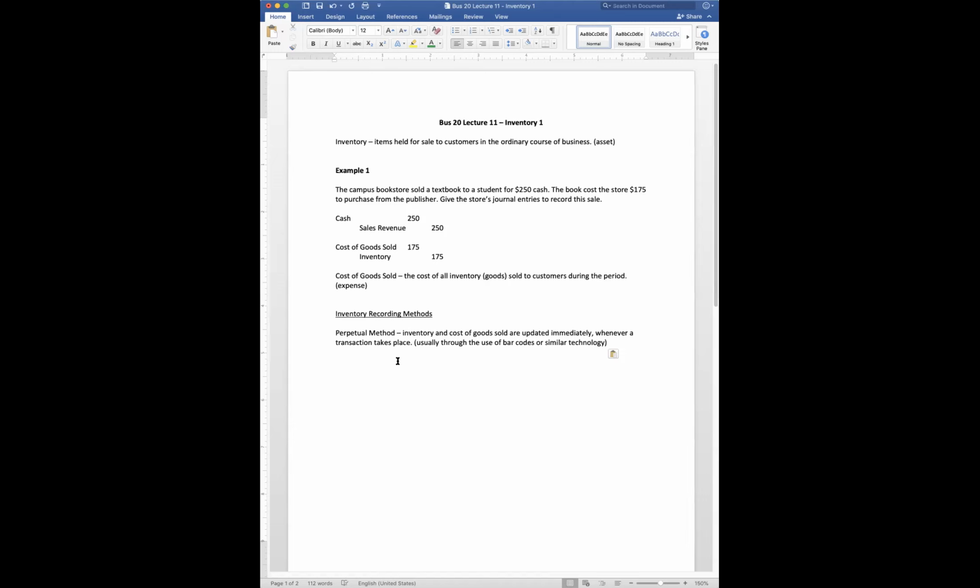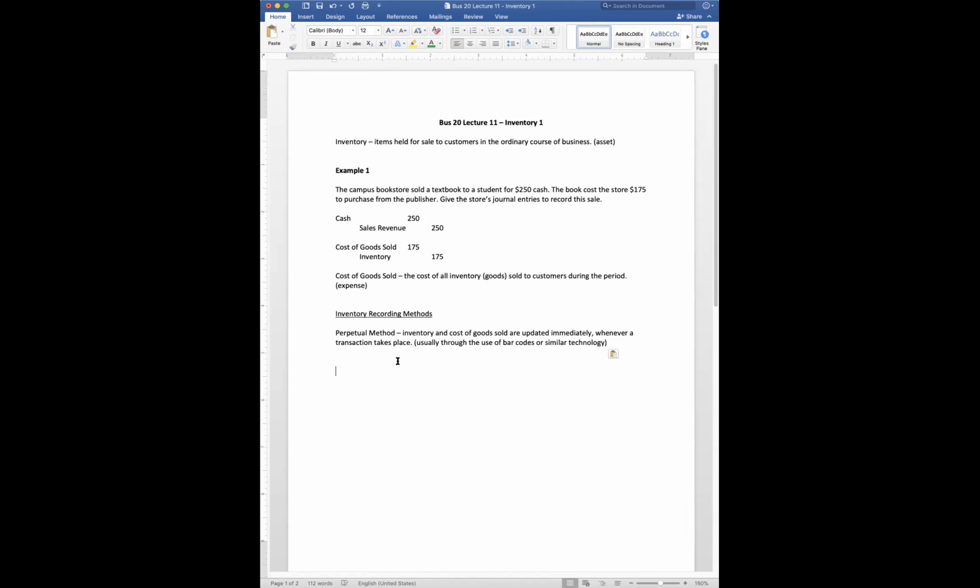Now, this is the most popular method by a long shot for companies. It used to be not very popular back in the days before computers, because you can imagine back if you had to keep records by hand, doing journal entries every single time there was a sale would have been very tedious, right?